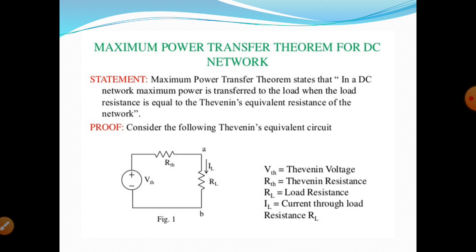In this theorem, consider the following Thevenin's equivalent circuit. V Thevenin is the Thevenin voltage. R Thevenin means the Thevenin resistance. RL is the load resistance. IL is the current through the load resistance RL. This is the equivalent circuit of the maximum power transfer theorem.